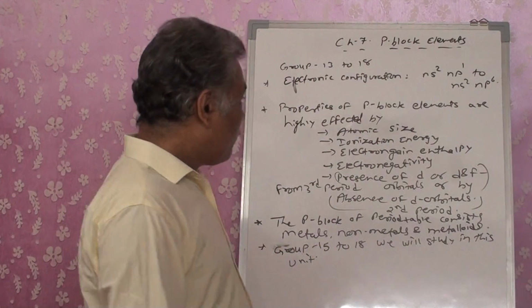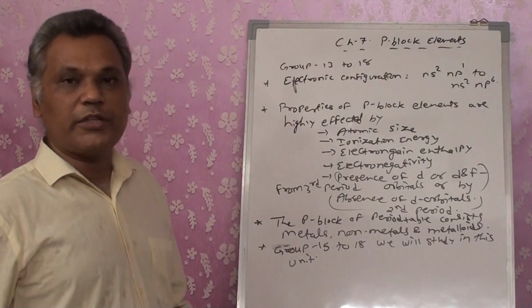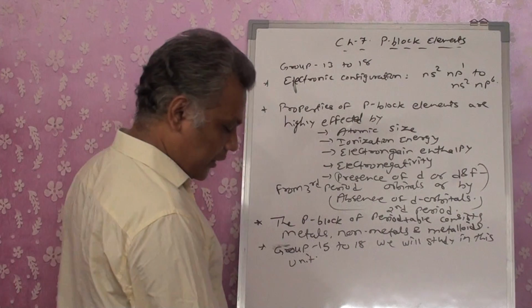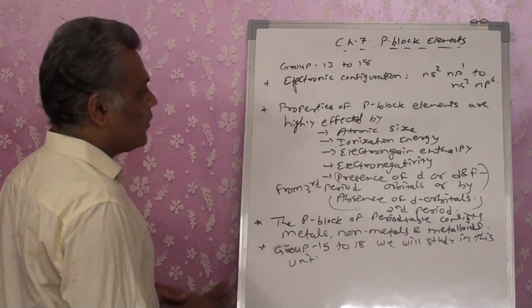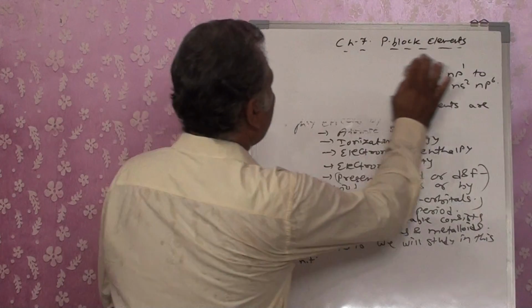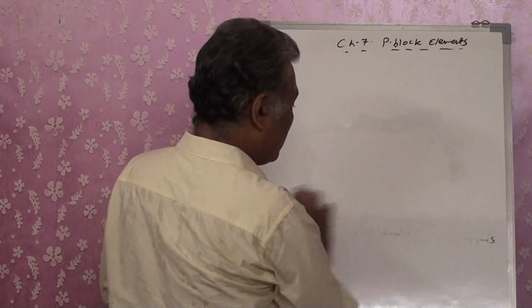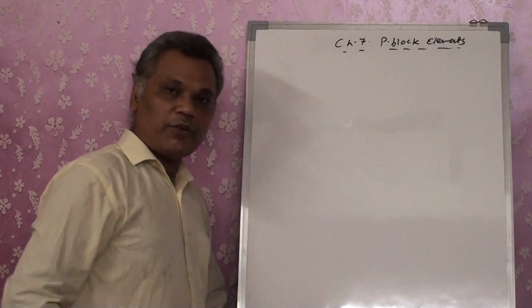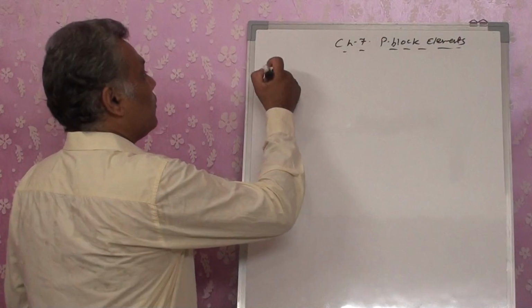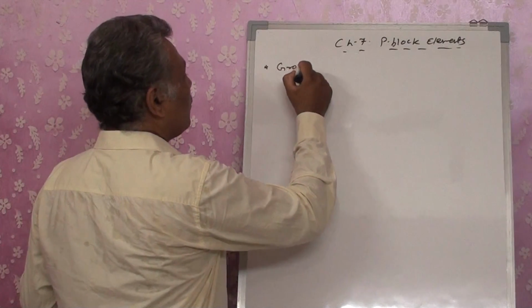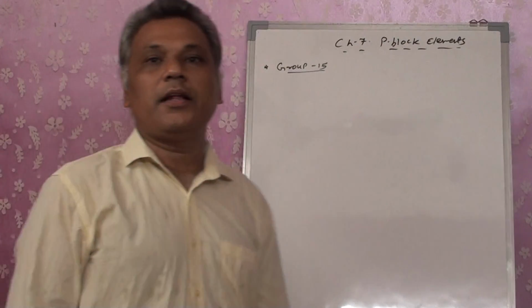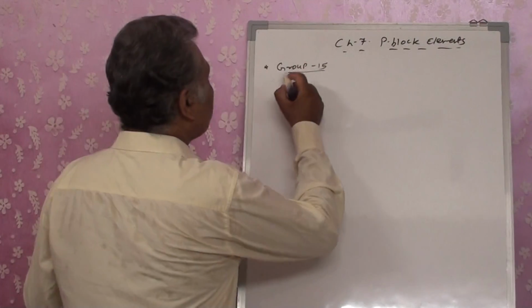Okay, now we know what we want to study within this chapter. So one by one we will take it and try to understand the characteristics of the P block elements. First of all we will go for group number 15. Now when we are talking about group 15, it's a central element group of the P block. The reason is its general electronic configuration.